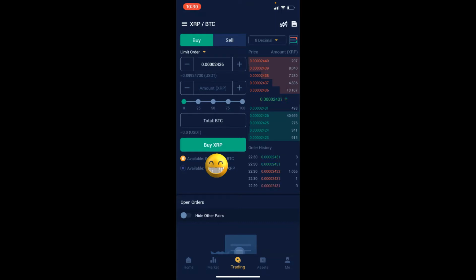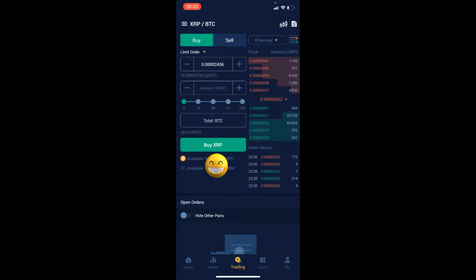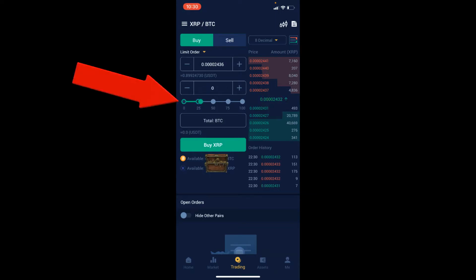Now I see that I have XRP to BTC, and I want to trade some of my BTC for XRP. The only thing is I don't really have any BTC. I am just in here trying to show you how you can use your BTC to purchase. But here's one thing you need to know. You see this button where I toggle? It goes from 0 to 25 to 50 to 75 to 100.